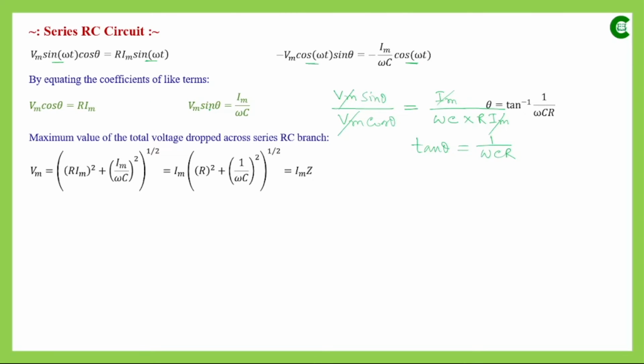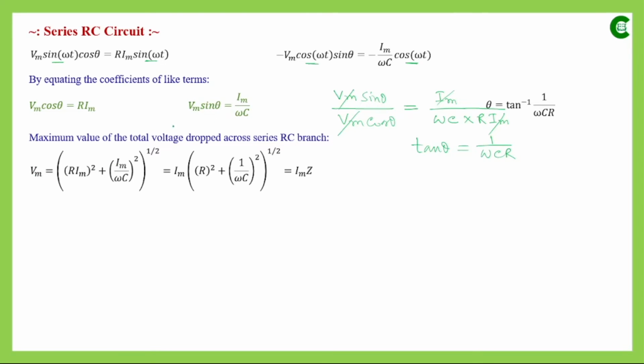On the left side we will have Vm² cos²θ + Vm² sin²θ, and since we are adding them, Vm² is the common factor, so it will be taken out. Then inside the bracket it will be cos²θ + sin²θ, and we know that value is always 1.